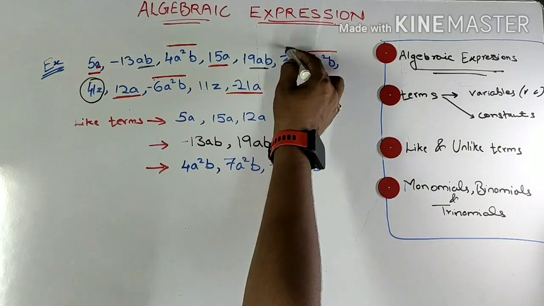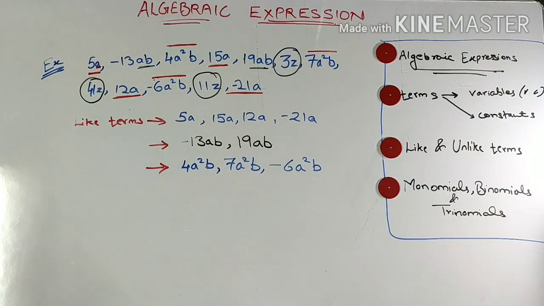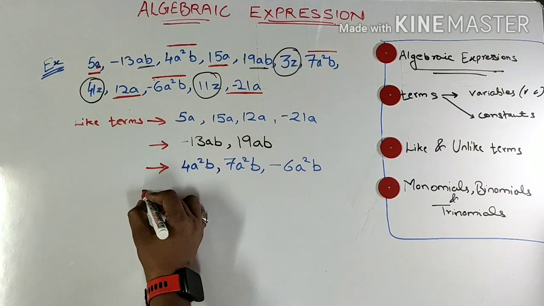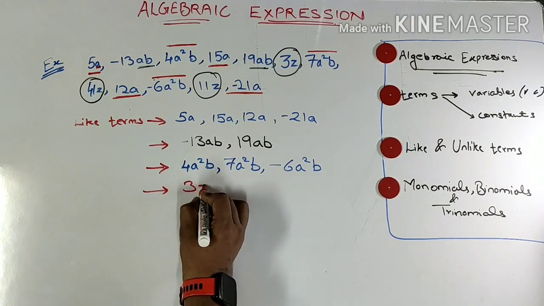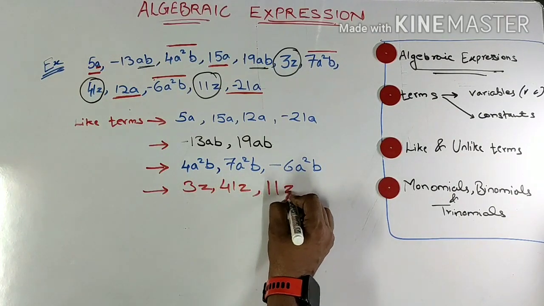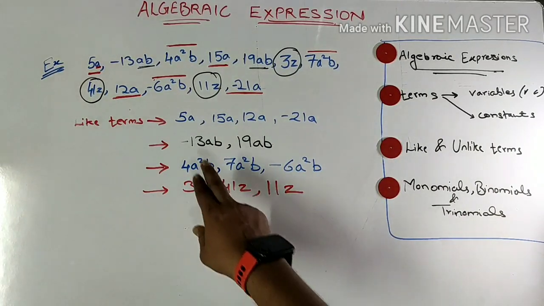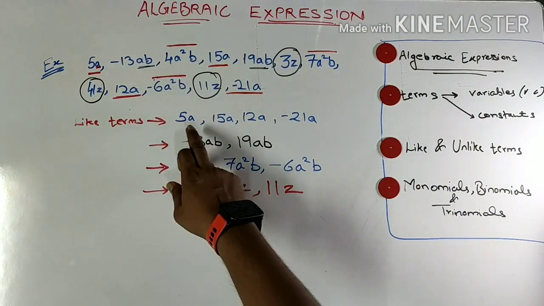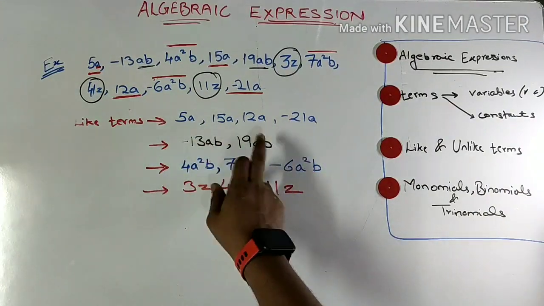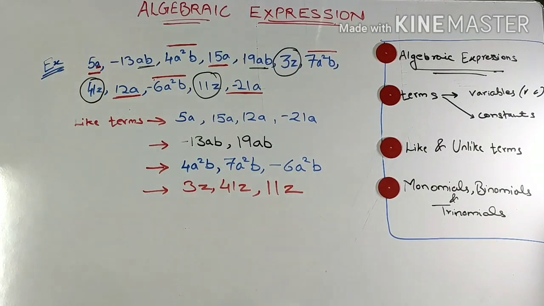Moving on to the next one, 41z, 3z and 11z. So the next bunch is 3z, 41z, 11z. Now let us cross check. How do we cross check whether we have grouped or classified all the like terms together? There are 12 terms over here as we counted in the beginning: 1, 2, 3, 4, 5, 6, 7, 8, 9, 10, 11, 12. So this is the group of like terms that we have.